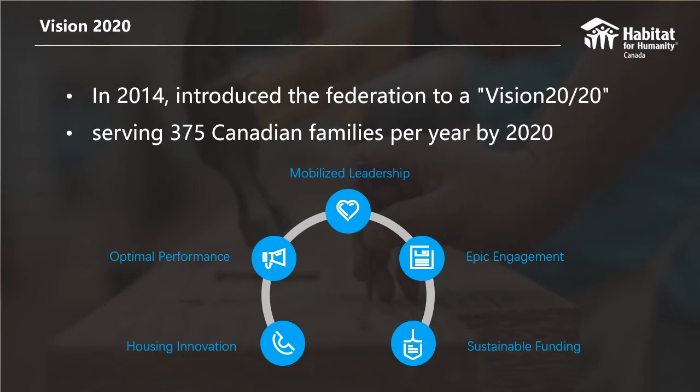Critical elements contained within Vision 2020 include 5 core pillars and their standard for the homes: housing innovation, optimal performance, mobilized leadership, impact engagement, and sustainable funding. At its heart was a newly proposed organizational motto, also referred to as the burning imperative: always think family first.